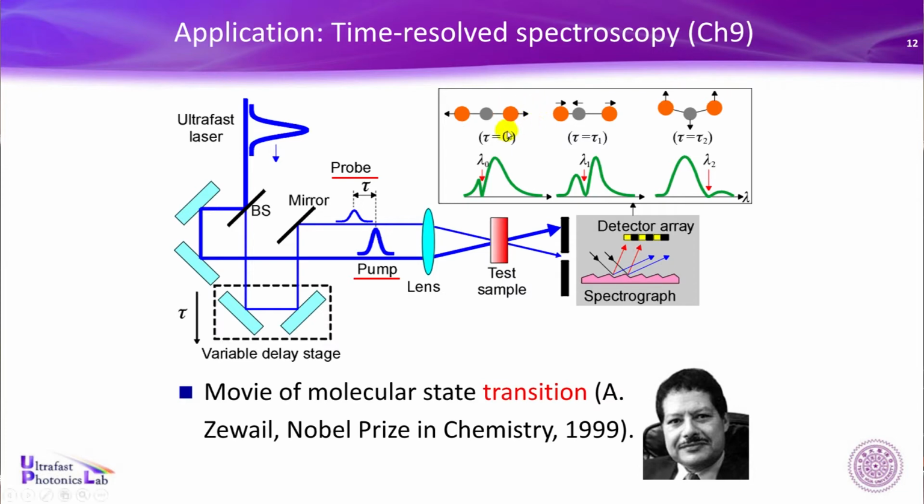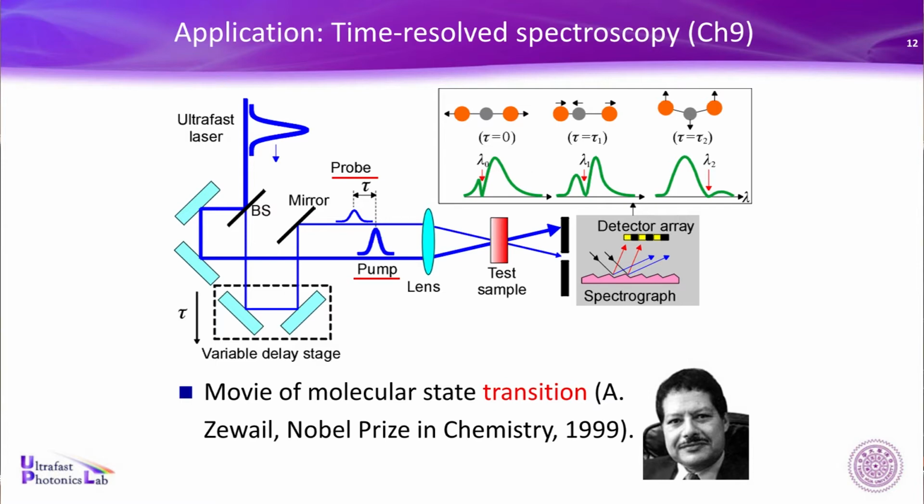If there is a dip here at lambda 0, I know at this moment this test sample corresponds to this vibrational state. Then, when the pump pulse hits the test sample, the vibrational state will be changed from this one to another one like this. Say the resonance wavelength is shifted, so you can measure the output spectrum and see the shift of the dip from lambda 0 to lambda 1. Then you know at this moment you got a different vibrational state.